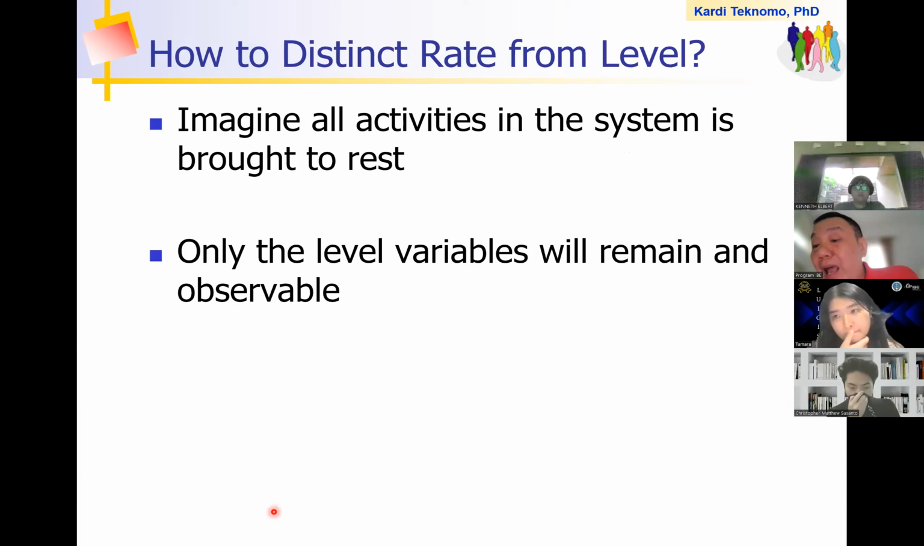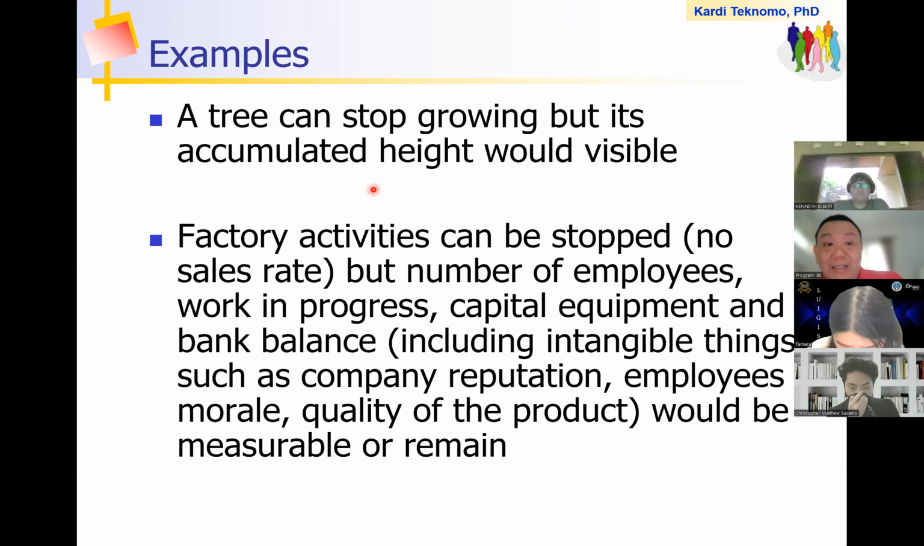Now, you may ask, how do I know if this is rate or level? Imagine if all the activities in the system are brought to rest: no activities, no action, no decision. What remains in the system? The ones that remain, that you can observe, are the level variables. Example here: a tree can stop growing, but the accumulation of the height will still be visible, isn't it?